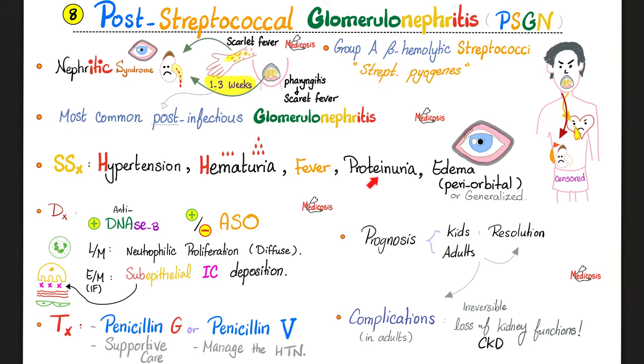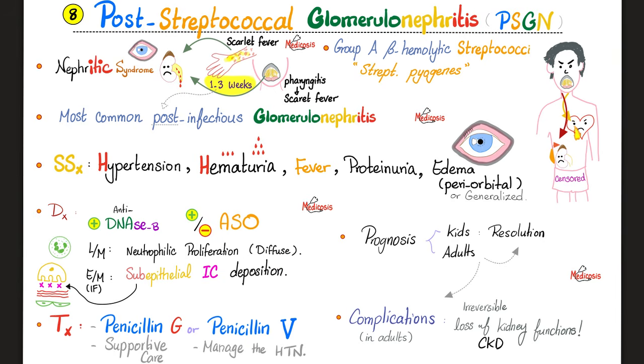Hypertension, hematuria, fever, proteinuria, periorbital swelling, or maybe even generalized edema. Diagnosis, history, symptoms, positive anti-DNase antibody, and maybe, or maybe not, positive anti-ASO, anti-streptolysin O. If it started as pharyngitis before the kidney disease, usually ASO will be positive, but if it started as skin disease, usually it's going to be negative because cholesterol in the skin has been exposed, and this will dissolve the ASO, something your woke professor will never tell you.